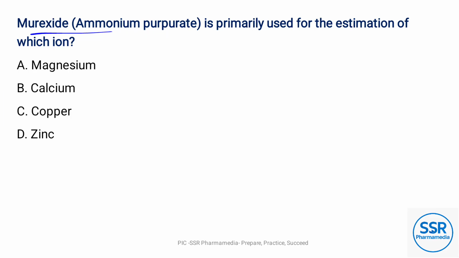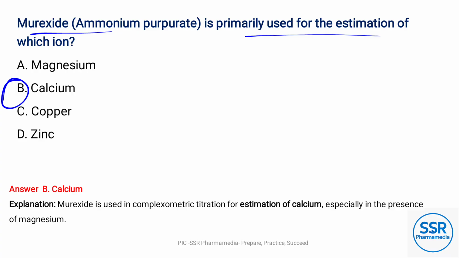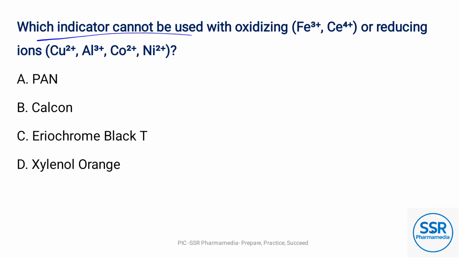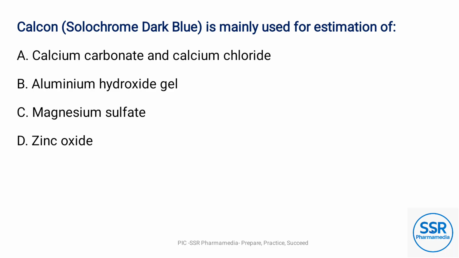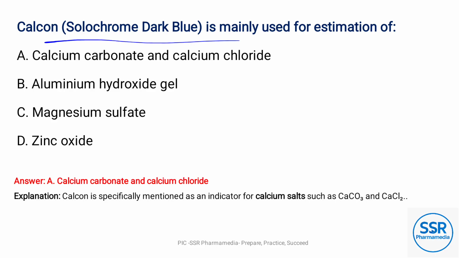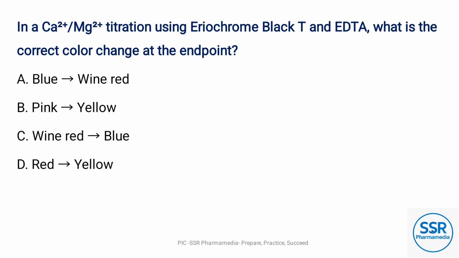Murexide is primarily used for the estimation of which ion? Option B, calcium ion. Which indicator cannot be used with oxidizing or reducing ions? So option C, Eriochrome Black T. Calcon is mainly used for the estimation of calcium, also called Solochrome Dark Blue. So the answer is option A, calcium carbonate and calcium chloride.